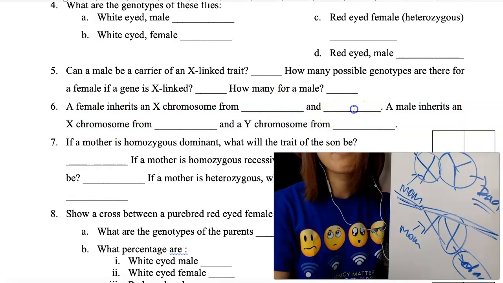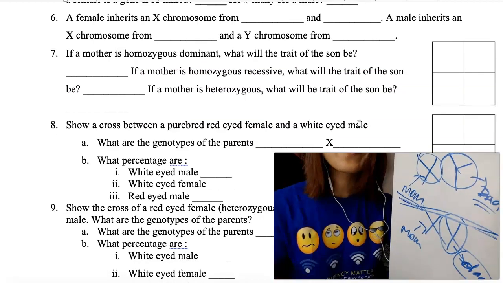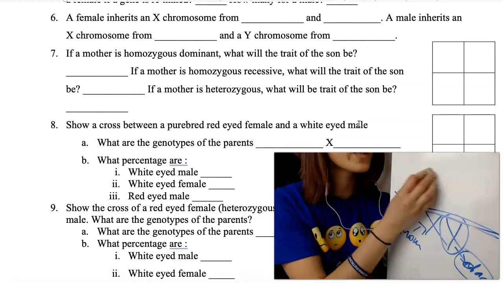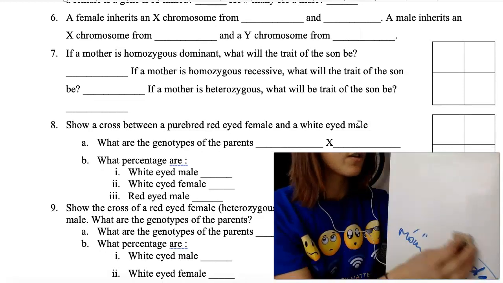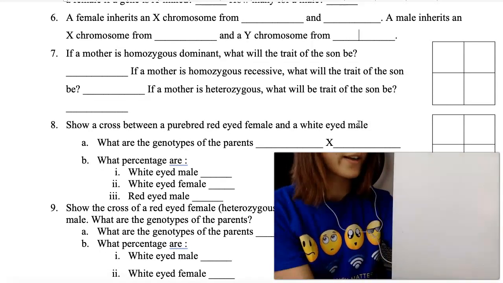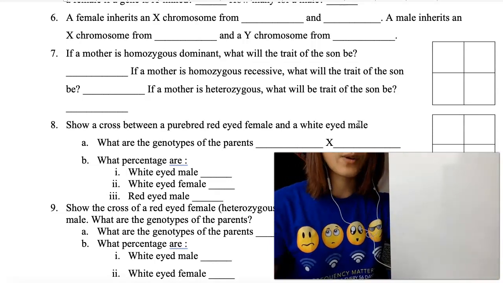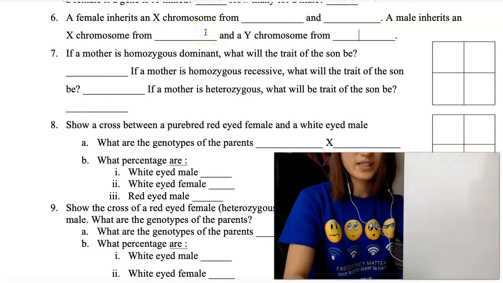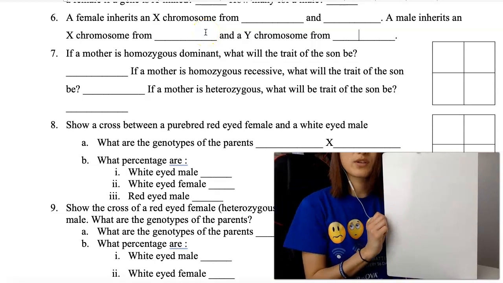So this should be mom, dad, mom, and dad, okay? So for number 7, right, when you look at number 7, you might feel a little bamboozled because it doesn't tell you what the dad is, right? But if you could understand number 6 and what I just explained, you should be able to answer number 7 just fine.